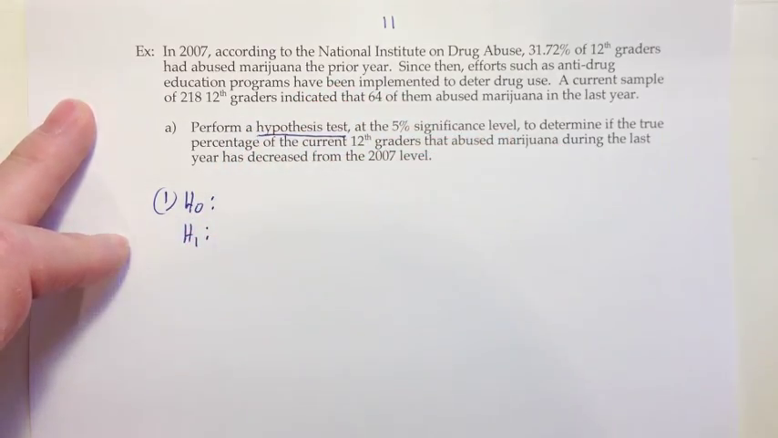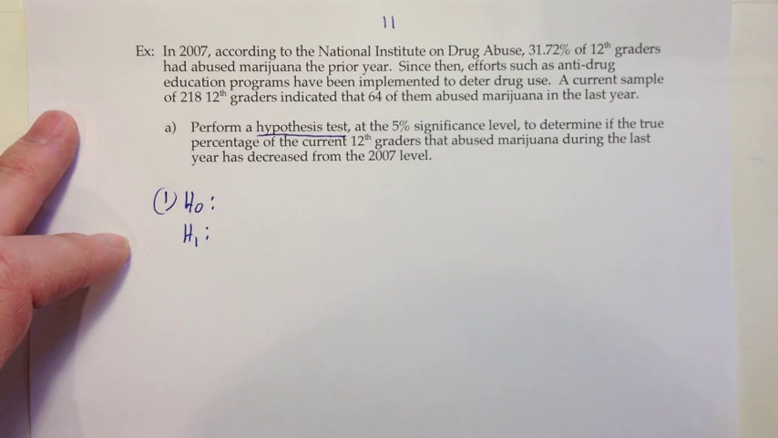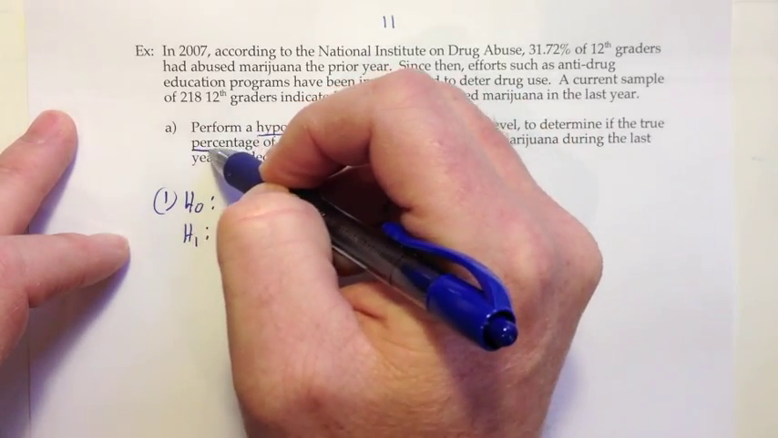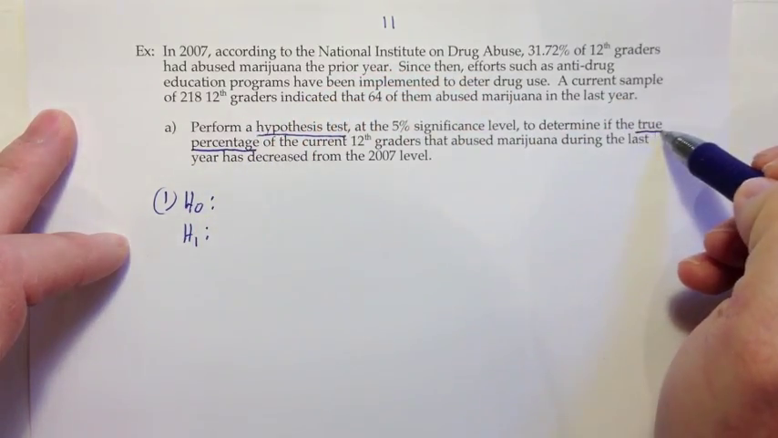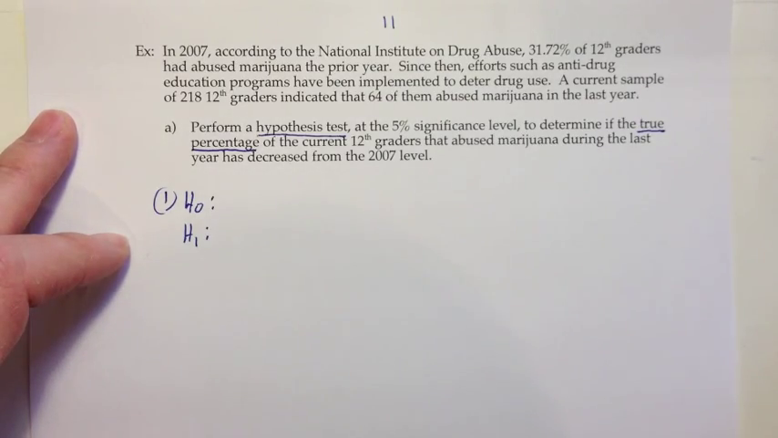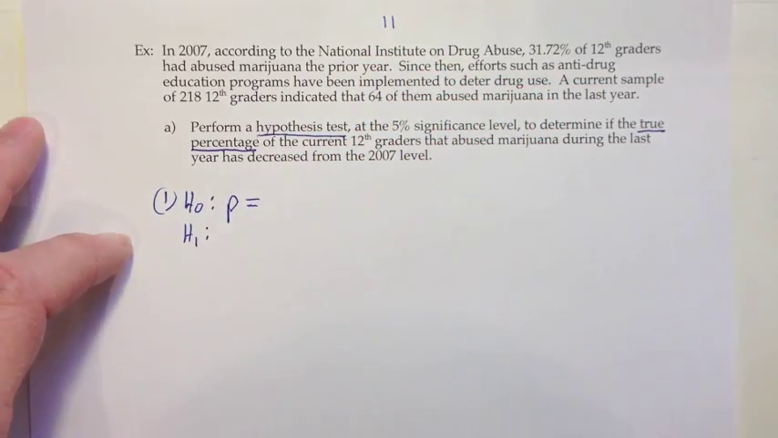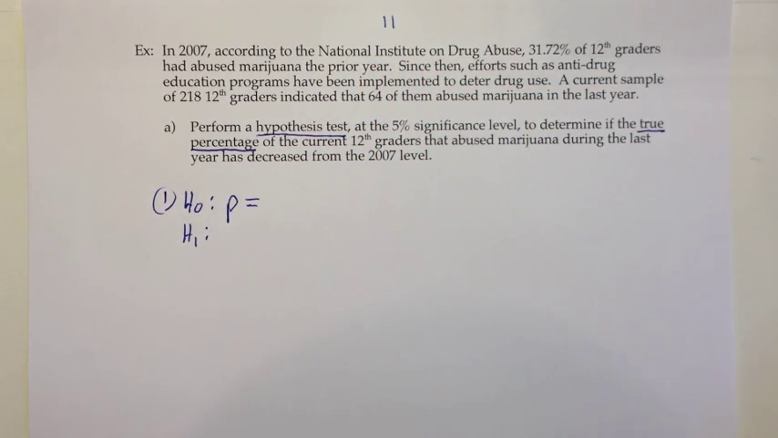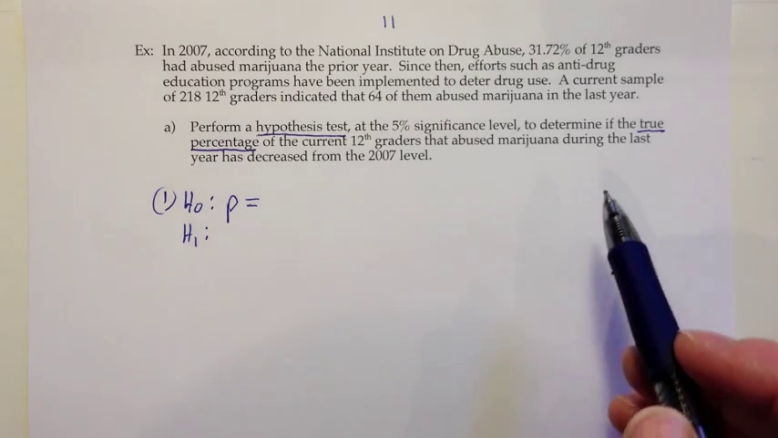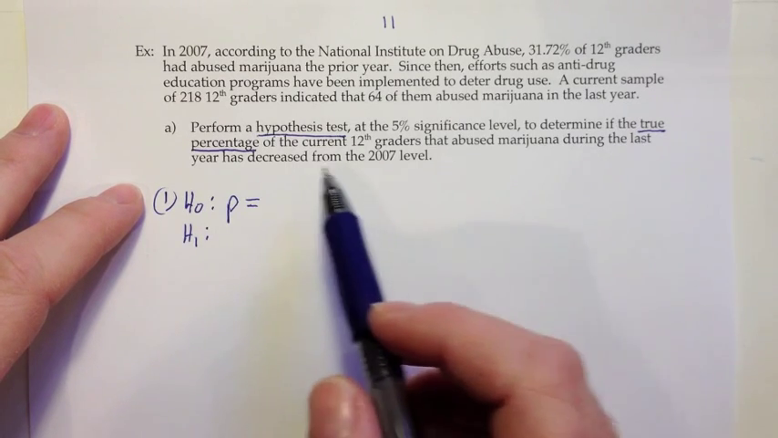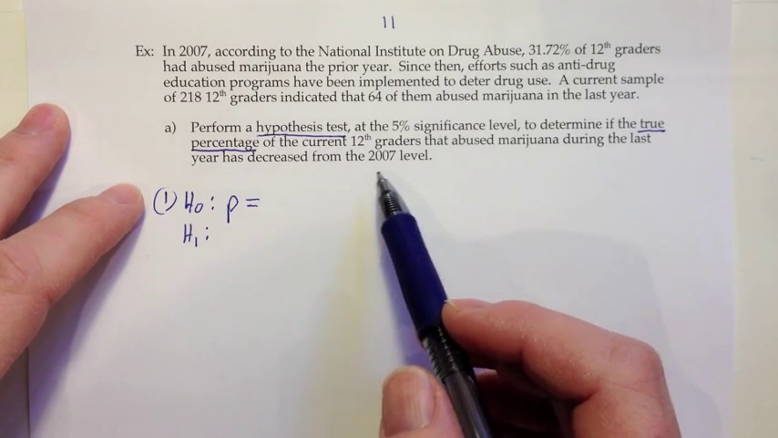And the first step of that process is to determine if this is a test about a mean or a proportion. And it says we're trying to determine the true percentage, so that would not be mu, that would be p. So H0 is going to have p equal to some value. And then the next job on our part is to figure out what that value should be. It says we're trying to see if the true percentage of current 12th graders that abused marijuana during the last year has decreased from the 2007 level.